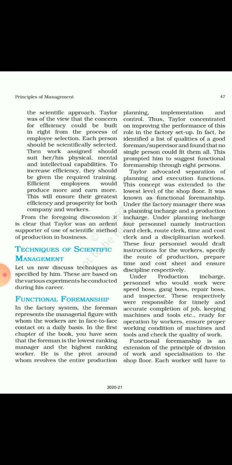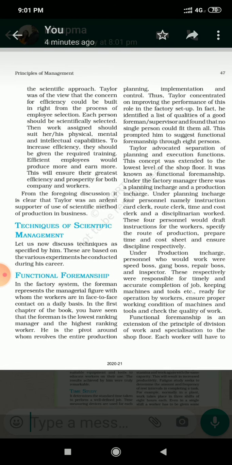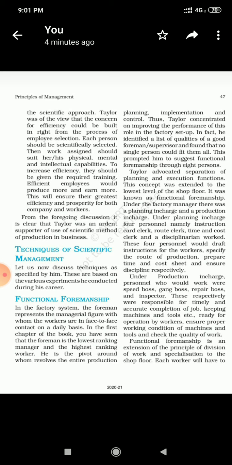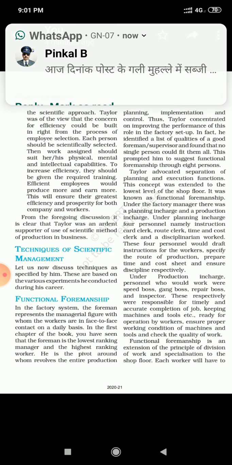They guide and instruct the workers. As one foreman cannot be expert in every aspect of the work, Taylor suggests a minimum of 8 persons needed for the factory, divided in two parts, planning department and production department. They give their specialization and share their experience with the workers.